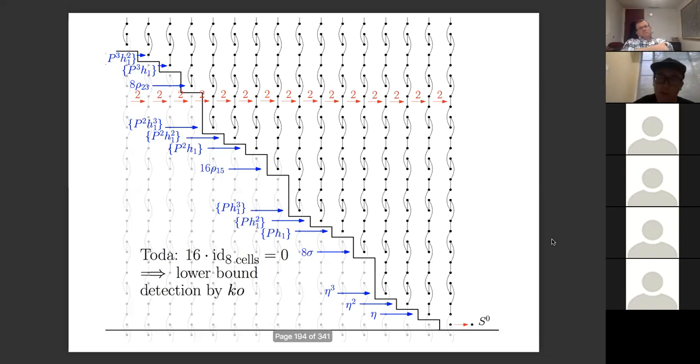For the upper bound, it's more like a detection theorem, because we want to show that if we include 1 more cell, it maps all the way to the sphere and is not 0. Therefore, you cannot quotient out more cells, you cannot go even higher. So this is proved by detection by KO theory. It turns out every 2 out of 4, like eta8 squared, pH1 squared, they're detected by KO.